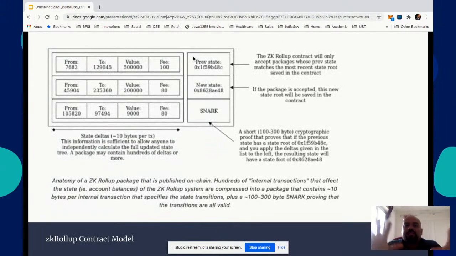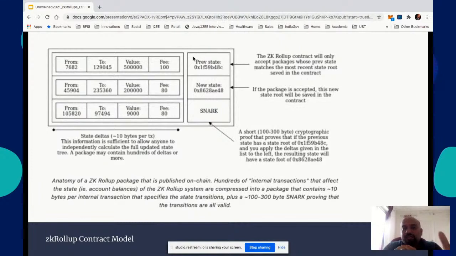So this is how a sample ZK rollup contract looks like. You have from and to addresses, value, and the fee. You also mention the previous state and new state, and you also attach the SNARK proof, a short 100 to 300 byte cryptographic proof that proves that the previous state has a state root, and it's just a proof of the previous state. And you can also apply the delta given from the list on the left.